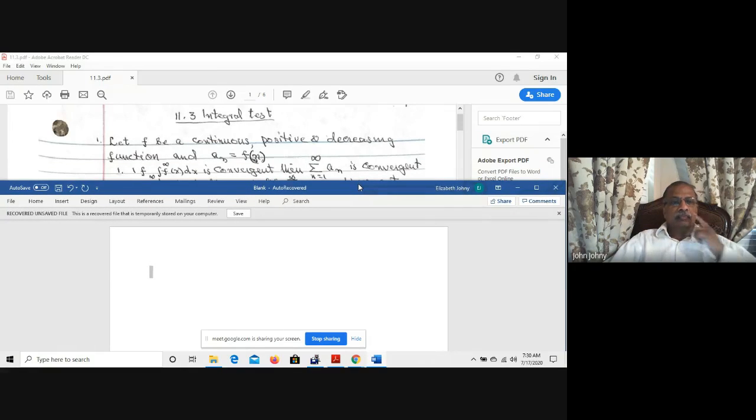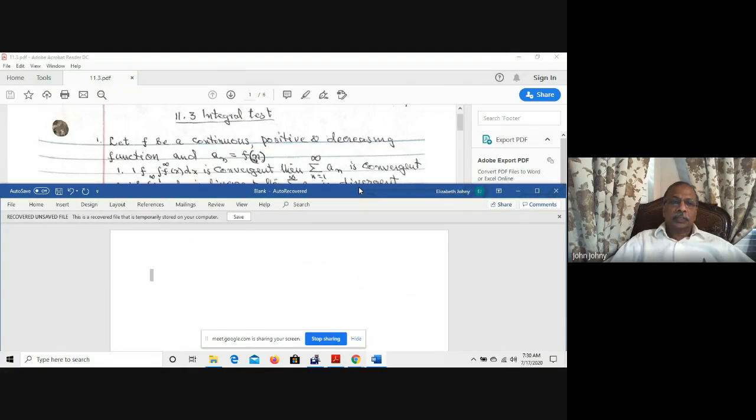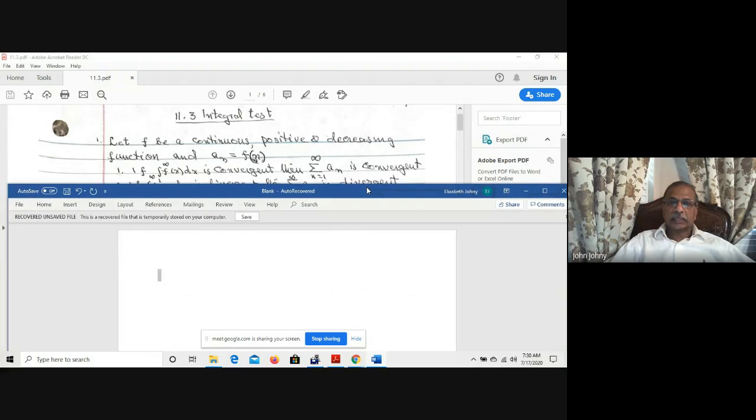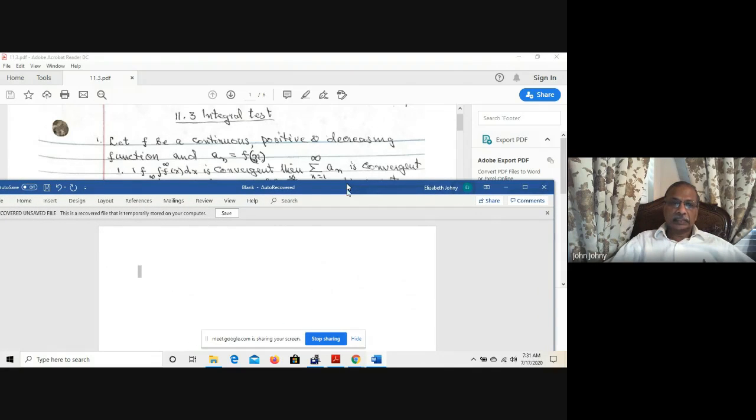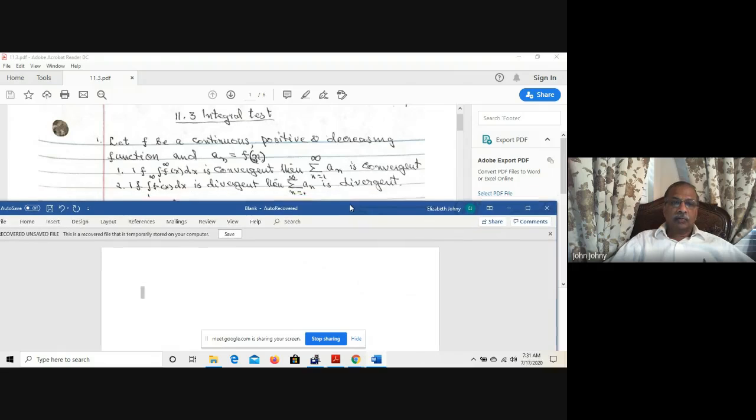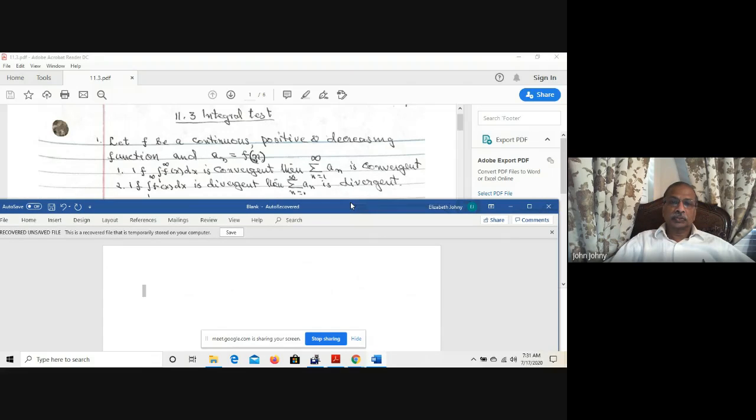Then if the integral from 1 to infinity of f(x) dx is convergent, then the sum from n equals 1 to infinity of a_n is convergent. So if the integral is convergent, then the series is convergent. If the integral from 1 to infinity of f(x) dx is divergent, then the sum from n equals 1 to infinity of a_n is divergent. So see the difference between these two.